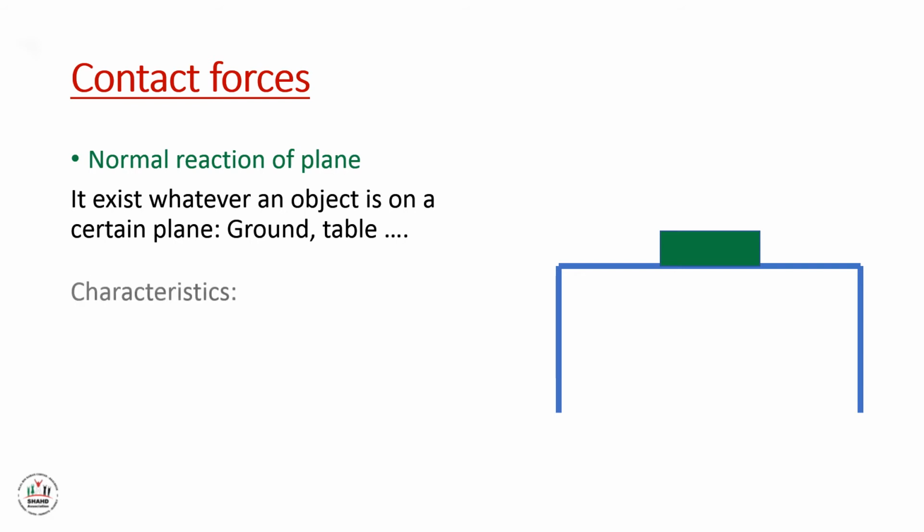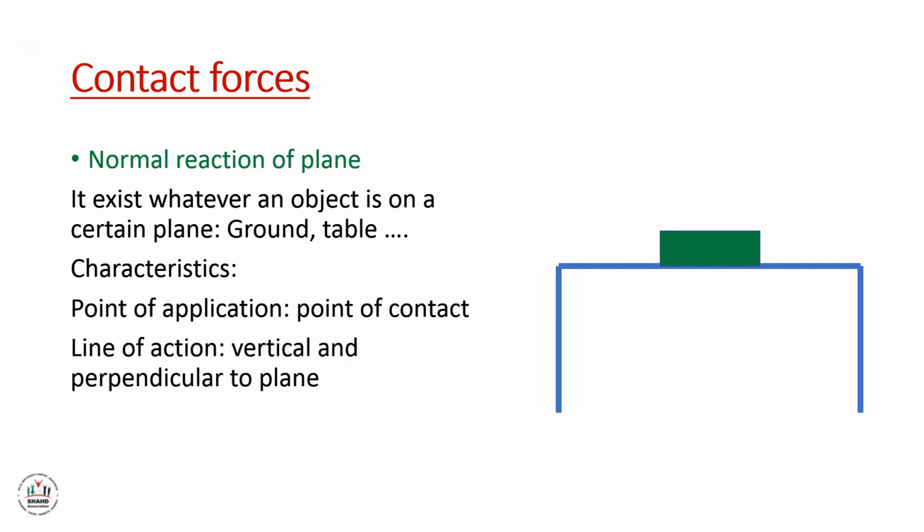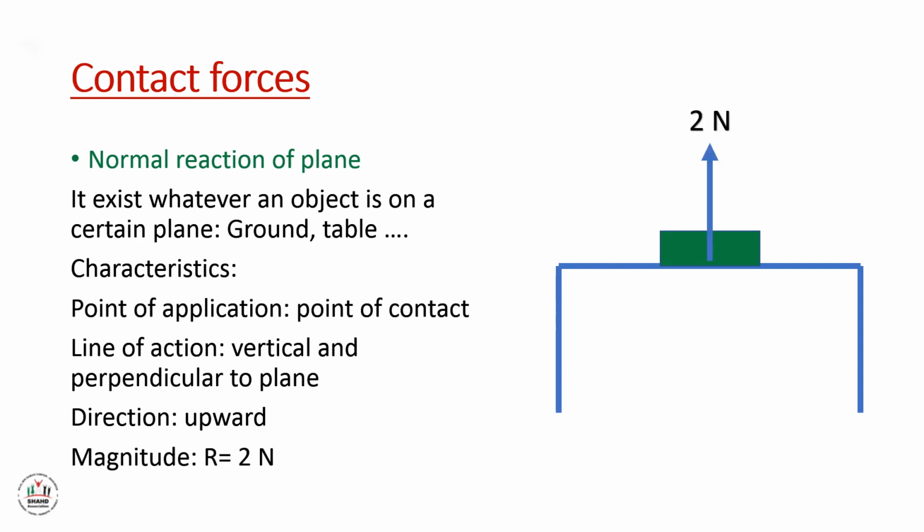Now, we will write the characteristics of this normal reaction force. The point of application is the point of contact between the object and the table. The line of action is vertical and perpendicular to the plane. The direction is upward because the table is pushing the object upward. The magnitude is 2 newtons.